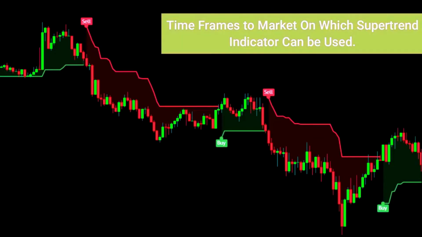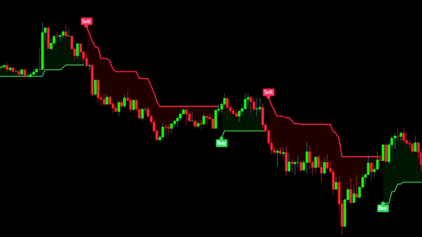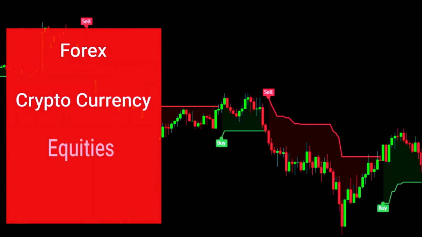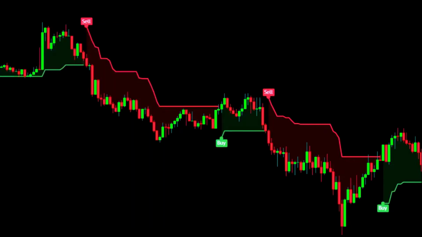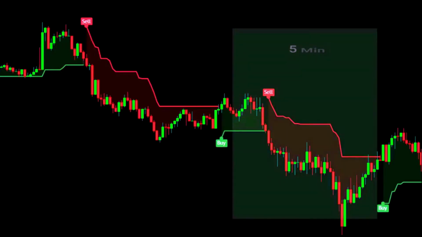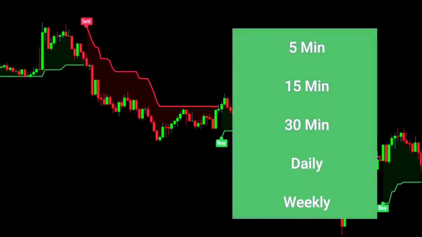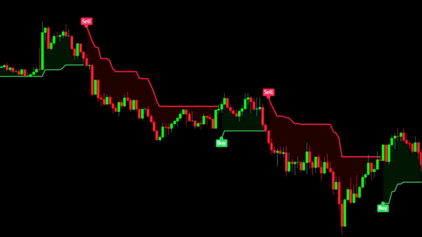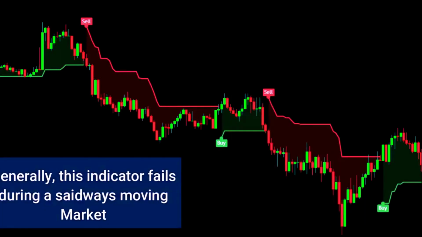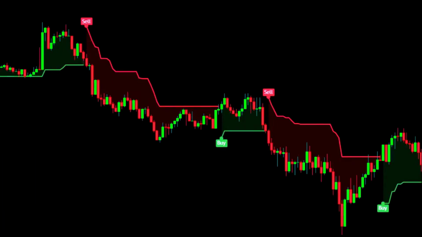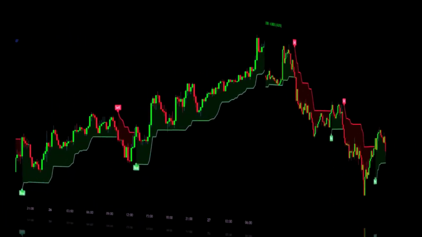Markets and time frames on which the Supertrend indicator can be used. You can use the Supertrend indicator in any market. It is used for equities trading and Forex trading, and can also be used for cryptocurrency trading. You can use it on any time frame, like the weekly time frame if you want to go for long-term investing, or the daily, 15 minute or 5 minute time frames. But keep in mind that this indicator fails during sideways market time. How to use it properly, we'll learn in our strategy section.